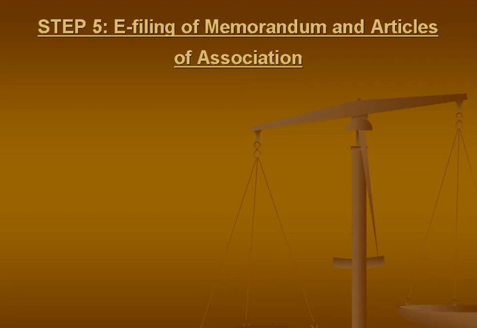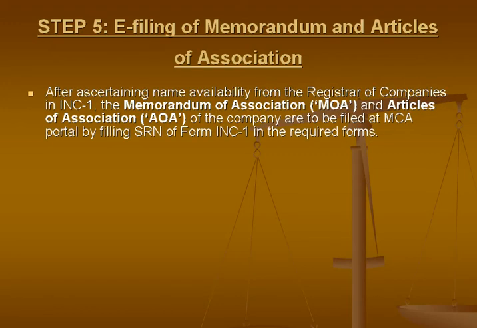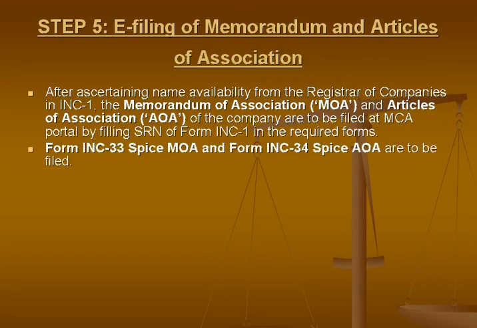The next step is e-filing of memorandum and articles of association at the MCA portal. After ascertaining name availability from the Registrar of Companies in form number INC1, the Memorandum of Association and Articles of Association of the company are to be filed at the MCA portal by filling the SRN of form INC1 in the required forms. Form INC 33 SPICE MOA and Form INC 34 SPICE AOA are to be filed.